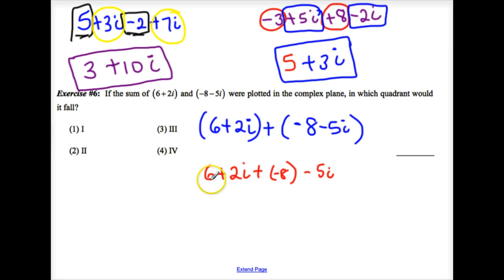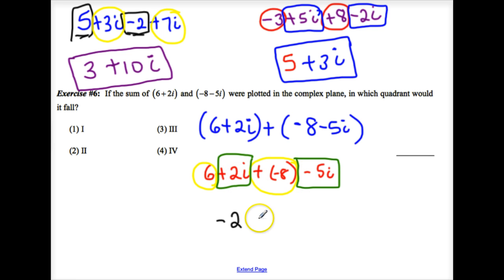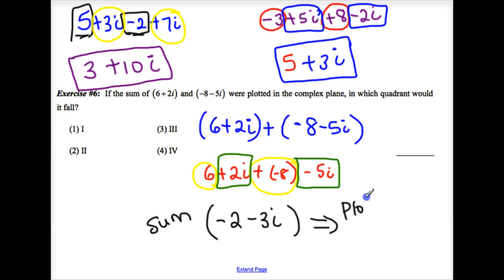My like terms are the 6 and the negative 8, and then the plus 2i and the minus 5i. So when I combine this, what do I get? 6 plus negative 8 is minus 2, and then 2i minus 5i is minus 3i. So this is the sum. And remember, when you want to plot this, think of your first as your real and then your imaginary. So you want to make it into a pair. That will help you. So it becomes -2, comma, -3. That's the point that I want to plot. So this is my coordinate pair.